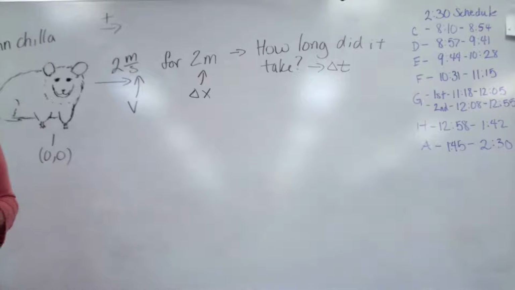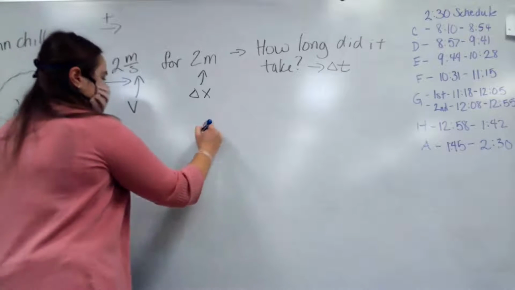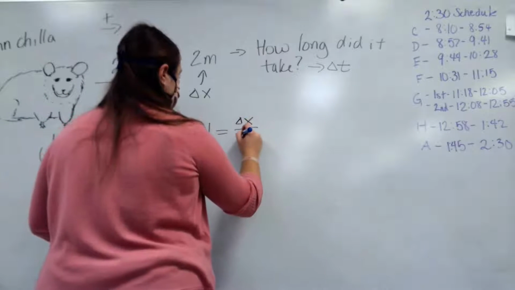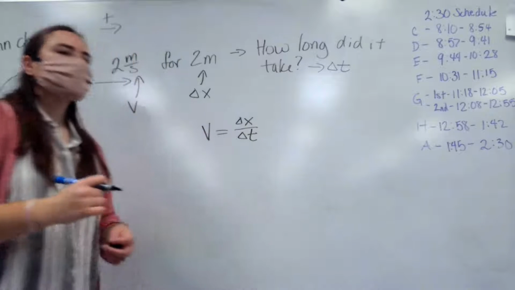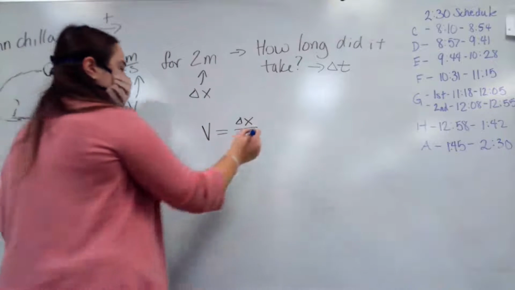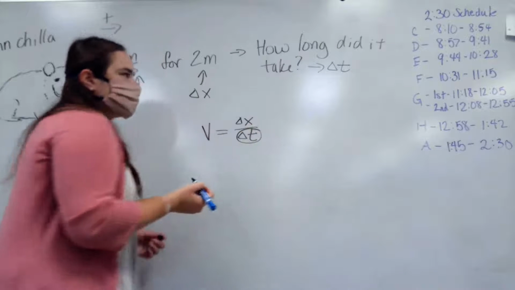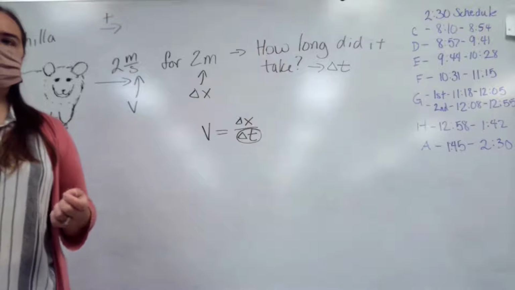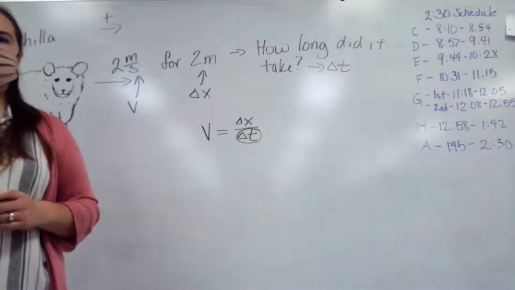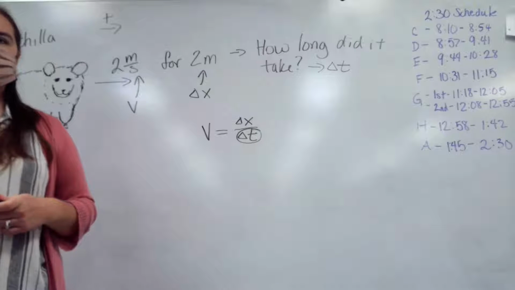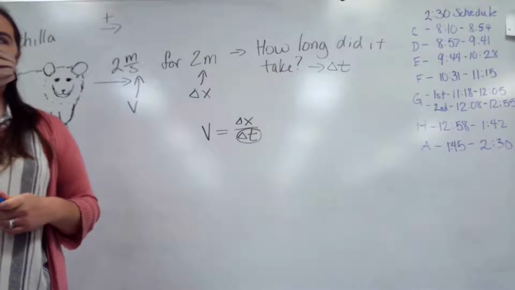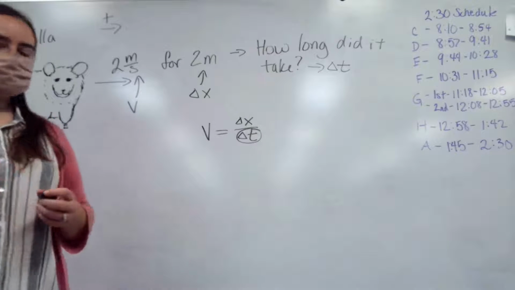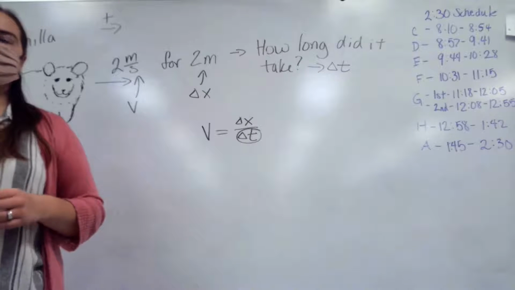Good? Okay. So we're going to start back with our equation. We have v equals delta x over delta t. This time, we want something that says delta t equals this. So we want to get delta t by itself. What's the first thing we should do? Any ideas? Actually, that's a good thing that you brought this up.